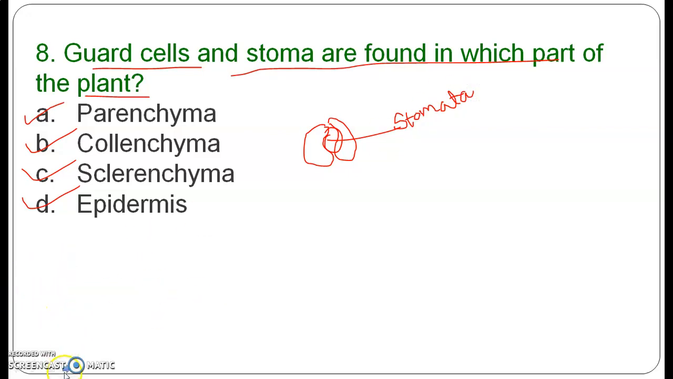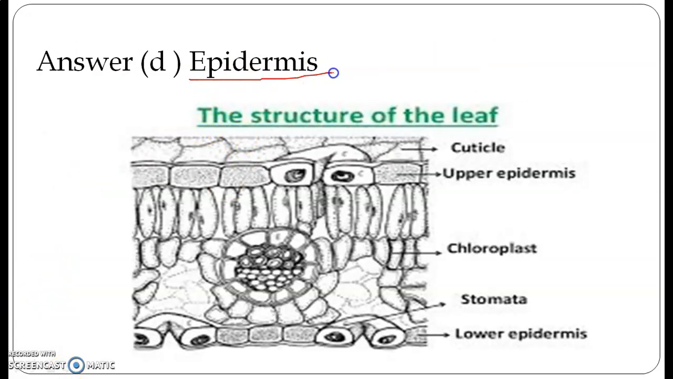The correct answer for this question is option D, that is epidermis. As I have told you, the epidermis contains small pores, and these small pores are stomata. They are surrounded by two kidney shaped guard cells having a central cavity, responsible for transpiration, exchange of gases with the atmosphere, and so on. The epidermis also provides resistance and forms a protective covering of the leaf to prevent fungal diseases, parasitic attack, and so on.